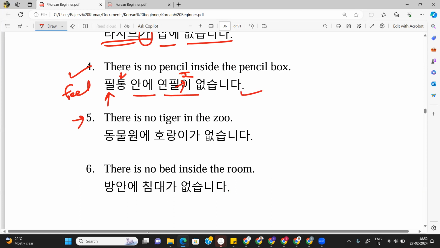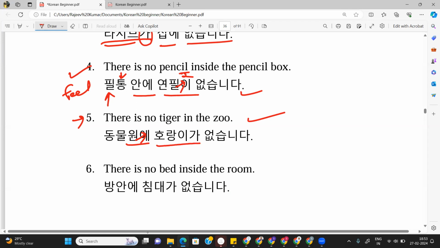There is no tiger in the zoo. Do don mul. Don mul. Wang Wang ne. Wone. This law will come here. Okay, Wone.